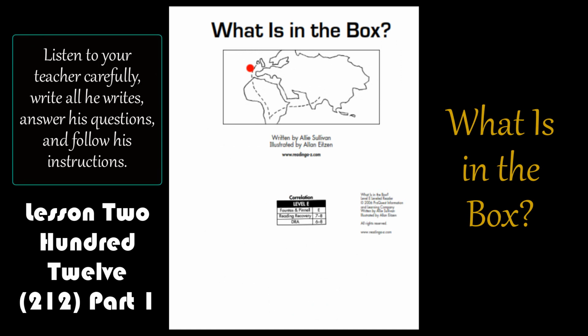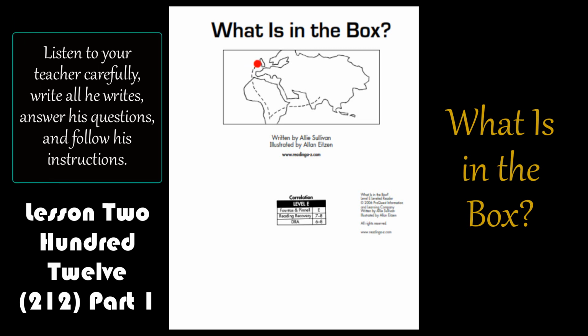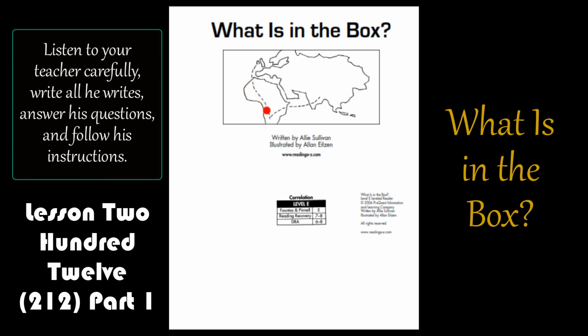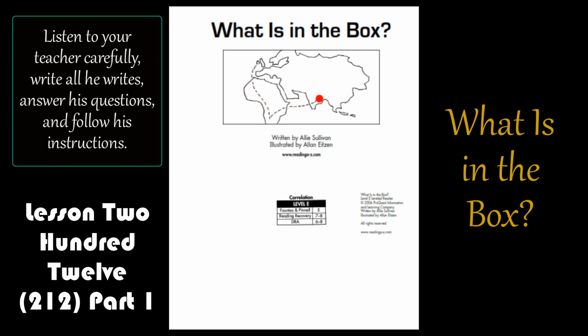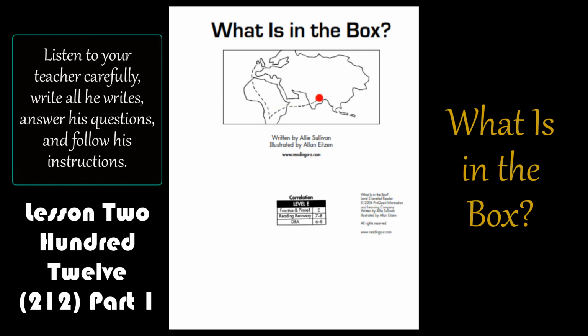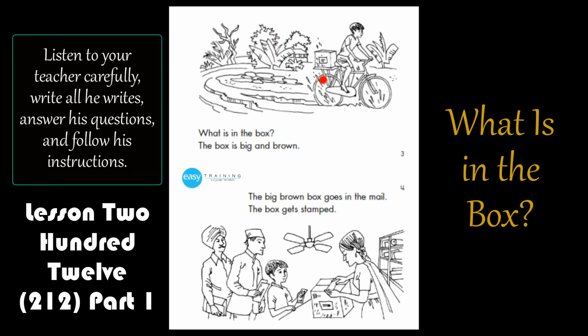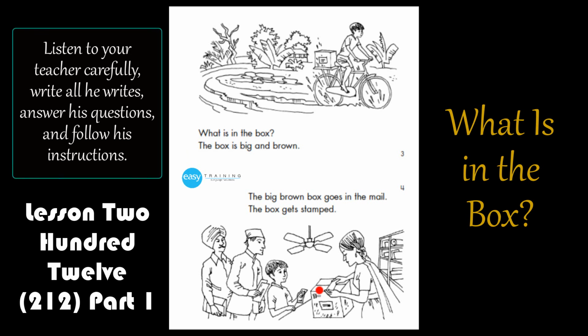From this map, we can infer, we can guess the box goes from Ireland, going across South America to somewhere in India. In these two pictures, we can see that the box is totally neat and whole. Do you think this box will be like this by the time it reaches India? Wait and see.